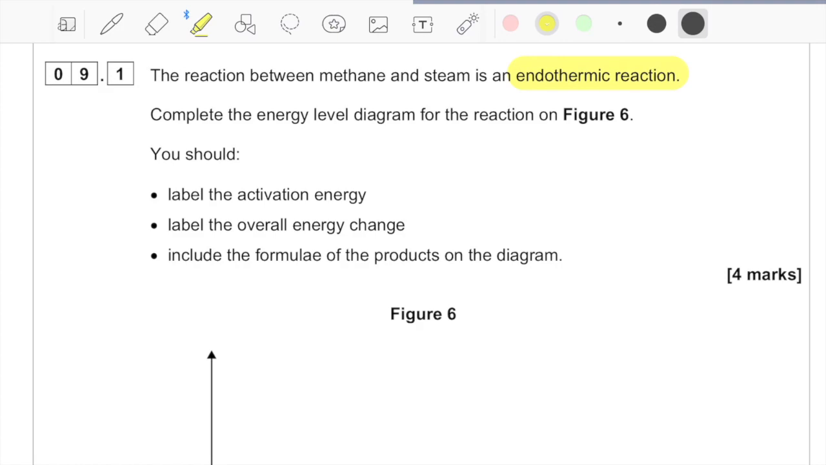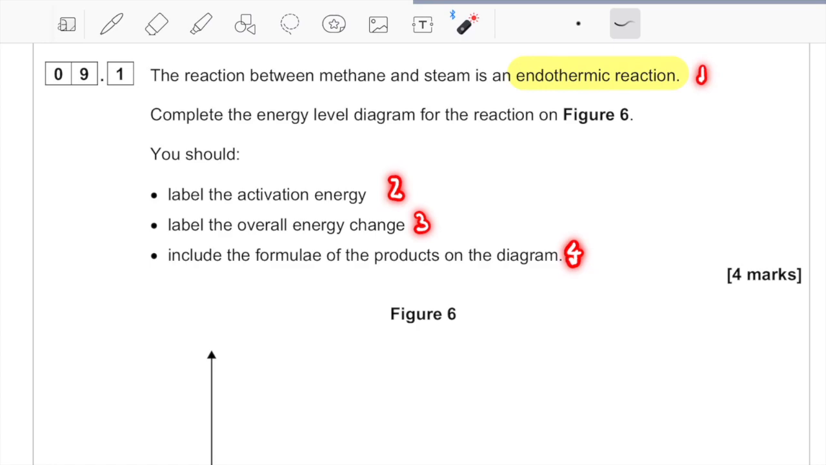Then they ask us to complete the energy level diagram for the reaction on figure 6, and then they tell us what we should label, the activation energy, the overall energy change, and we should include the formulae of the products on the diagram. And the overall number of marks is 4. The way the marks are going to be allocated is, firstly, that we show that this is an endothermic reaction, so you have to remember how that is clear from an energy level diagram. The second mark is going to be from correctly labeling the activation energy. A third mark is going to be from correctly labeling the overall energy change. And then the fourth mark is going to be including the formulae of the products.